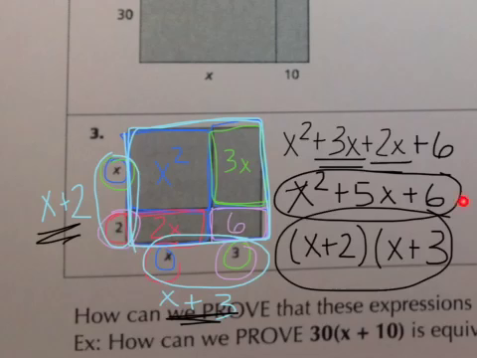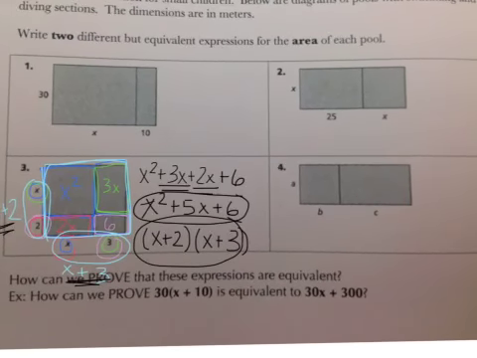So our first area expression came from adding up the areas on the inside, and our other area expression came from multiplying the entire base by the entire height. So now I'd like you to try to work on number 2 and number 4.